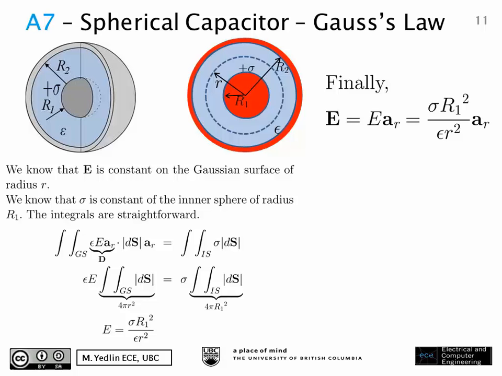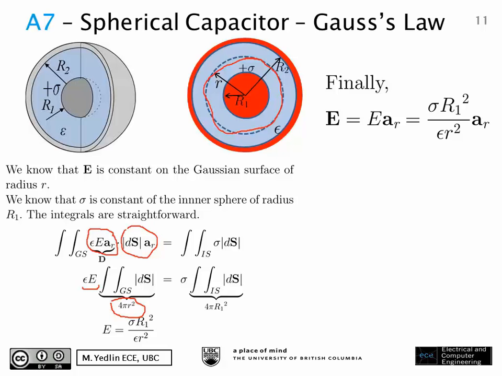So we know that E is constant on our Gaussian spherical surface. That's the dashed line here. And there it is, multiplying by epsilon, which is uniform. There's our surface element. Well, epsilon and E are both constant. Now we have the double integral of surface elements on the Gaussian surface, a surface whose radius is r. So what's the area of a sphere whose radius is r? It's 4 pi r squared.